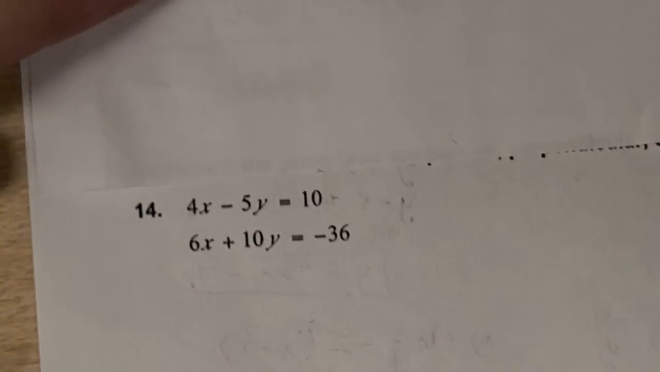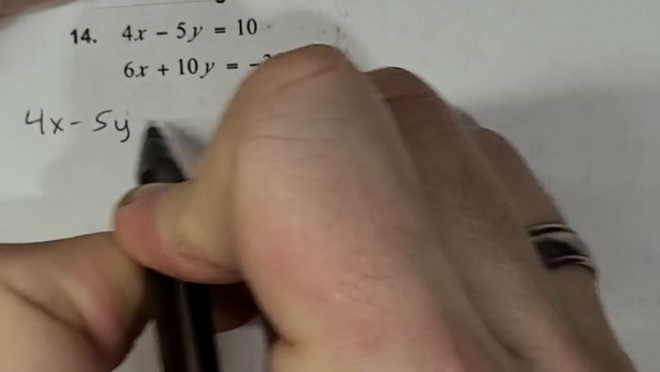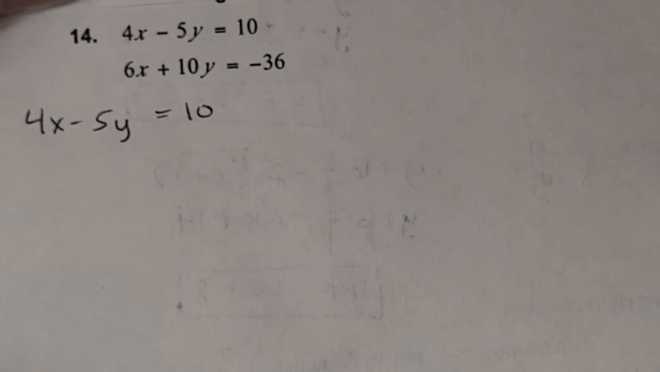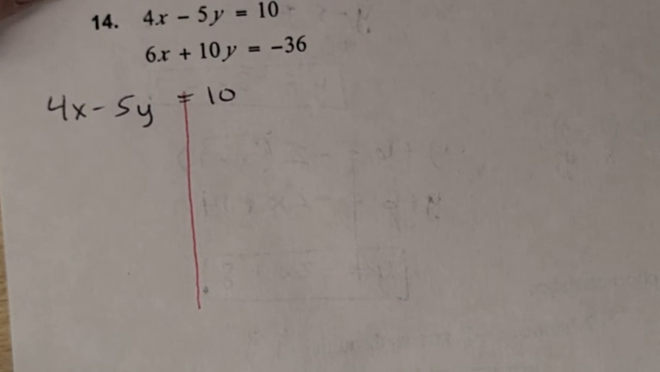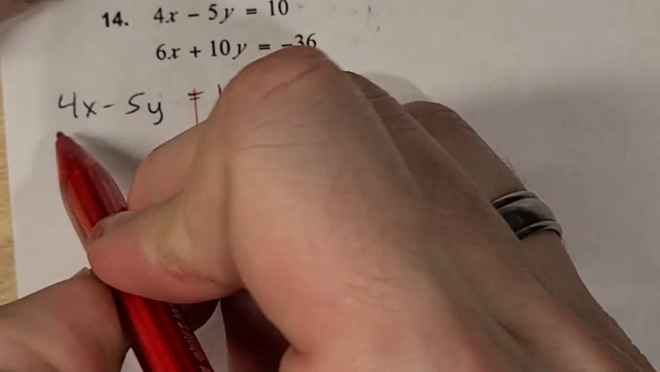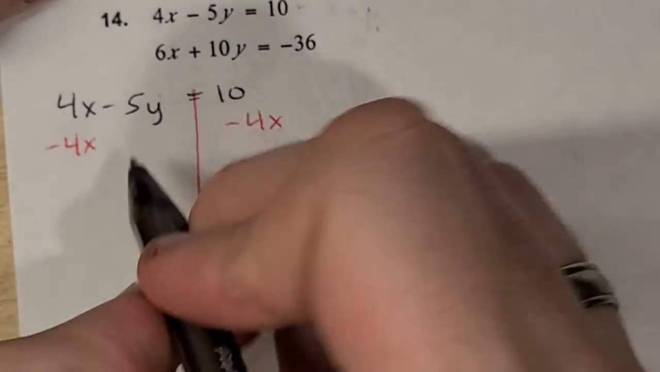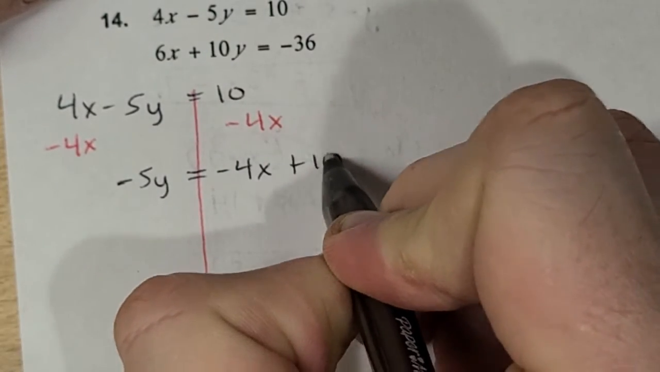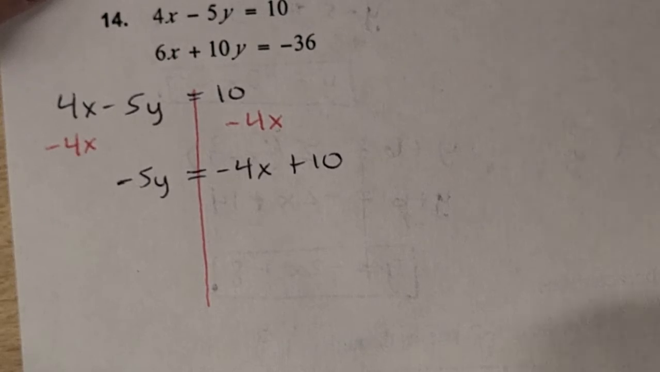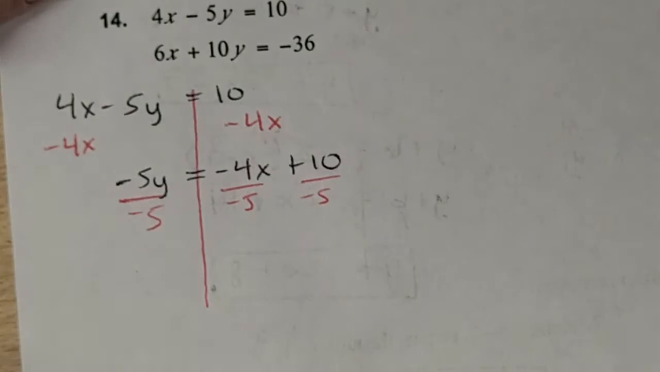Now for 14 and 15, these are written in standard form, so I gotta do a little work first. So I'm gonna start off with this top equation. And what I'm going to do is change it into slope-intercept form. If you know what you're doing, this doesn't take very long at all. First, I am going to move my x term to the other side. So negative 5y equals negative 4x plus 10. And then lastly, I'm going to get rid of this negative 5. I'm going to divide every term by negative 5.